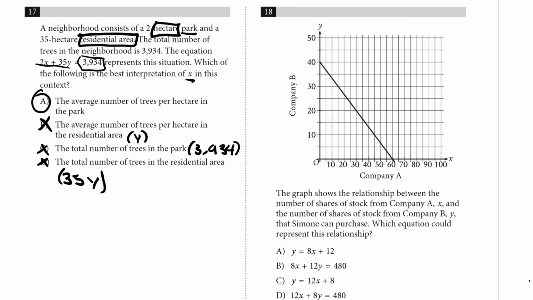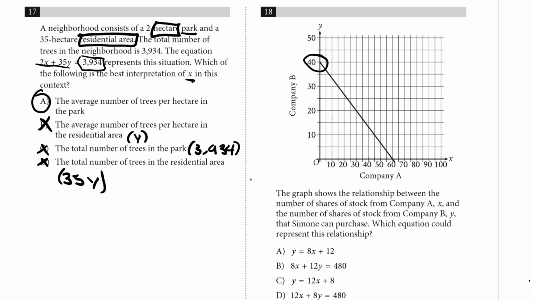Number 18. The graph shows the relationship between the number of shares of stock from company A, X, and the number of shares of stock from company B, Y, that Simone can purchase. Which equation could represent this relationship? The first thing to look at is our y-intercept, which is 40.